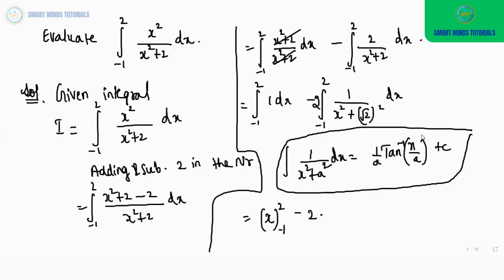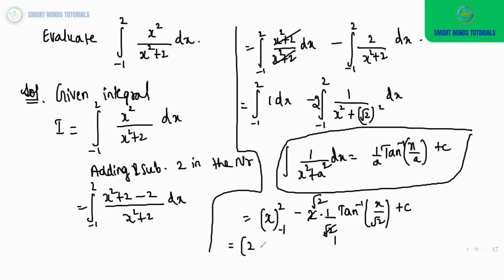Now I am applying this formula. Wherever I have x, I put x only. Wherever I have a, I put root 2. So that is 1 by root 2 tan inverse x by root 2 plus c. Now root 2 ones are root 2, root 2s are... because root 2 into root 2 is 2. Now here I will apply the limits.